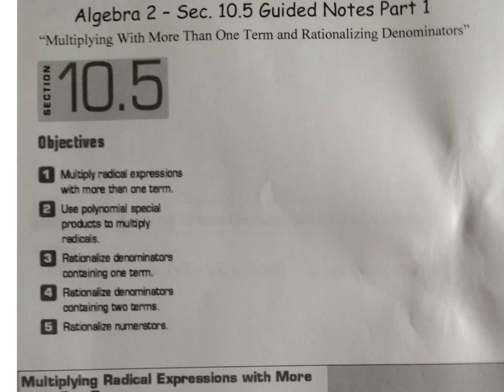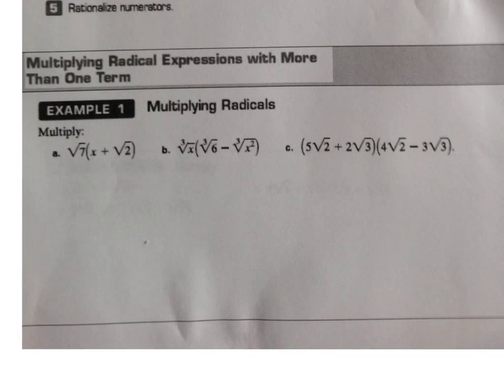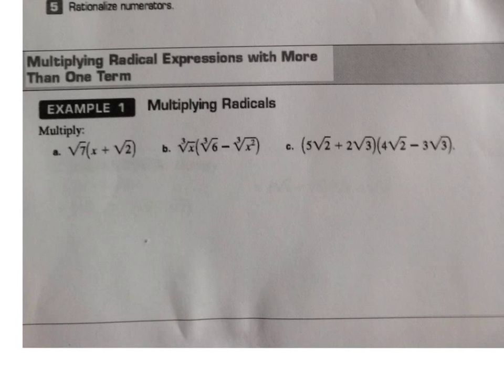So let's look at example 1, which is multiplying radicals. This is going to be the distributive property with radicals. So we're going to take square root of 7 and multiply it by both the x and the square root of 2. So you take square root of 7 times x. That is x times the square root of 7 plus the square root of 7 times the square root of 2. You can multiply underneath radicals. That's going to be the square root of 14. And we cannot simplify this anymore. So that's going to be our answer.